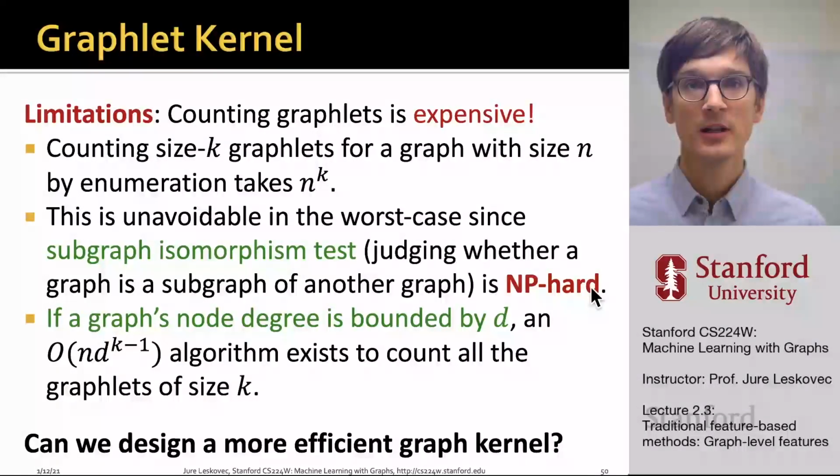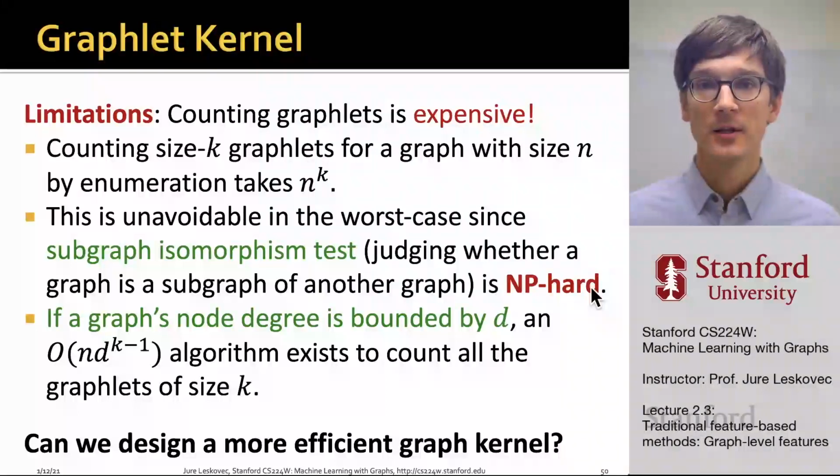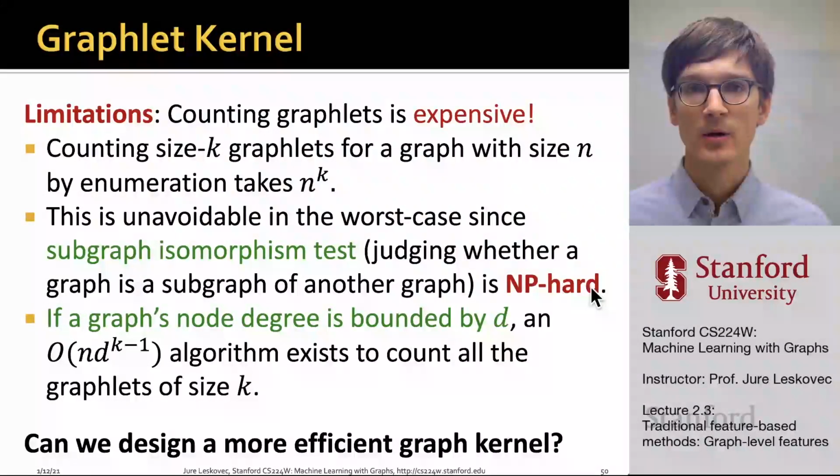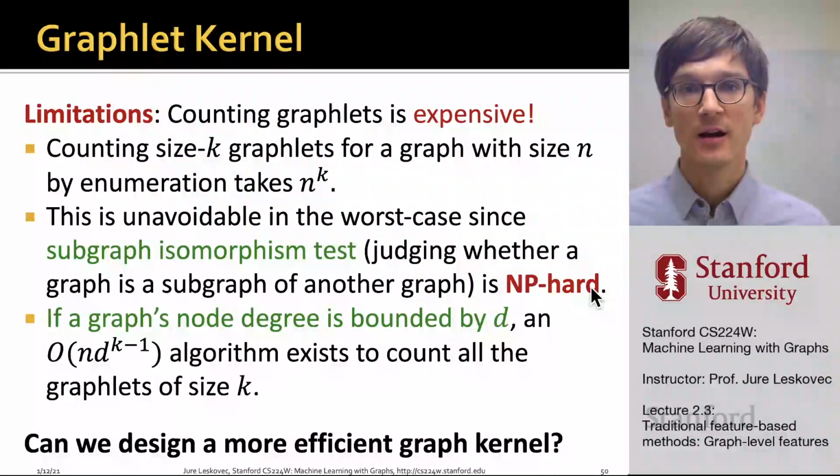There is an important limitation of the graphlet graph kernel, and the limitation is that counting graphlets is very expensive. Counting size-k graphlets in a graph with n nodes by enumeration takes time order n raised to the power k. So this means that counting graphlets of size k is polynomial in the number of nodes in the graph, but it is exponential in the graphlet size.